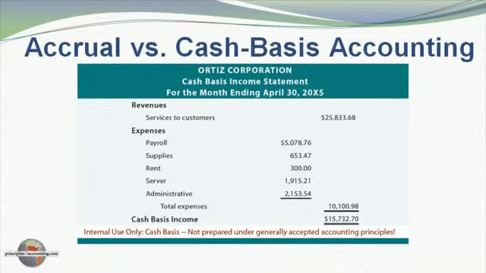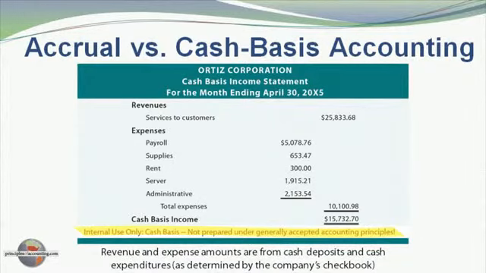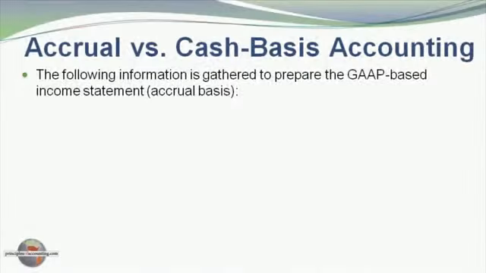$25,833, the various expenses total $10,100, and I put a note here that this is for internal use only. The cash basis financial statement should not be used under generally accepted accounting principles. We got our revenue and expense information from the checkbook, cash receipts and disbursements records. And then there's additional information. Revenues, there are certain adjustments.